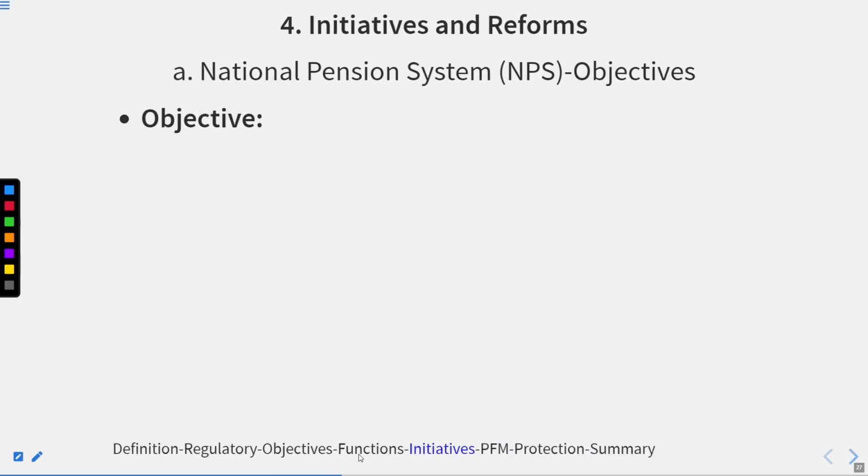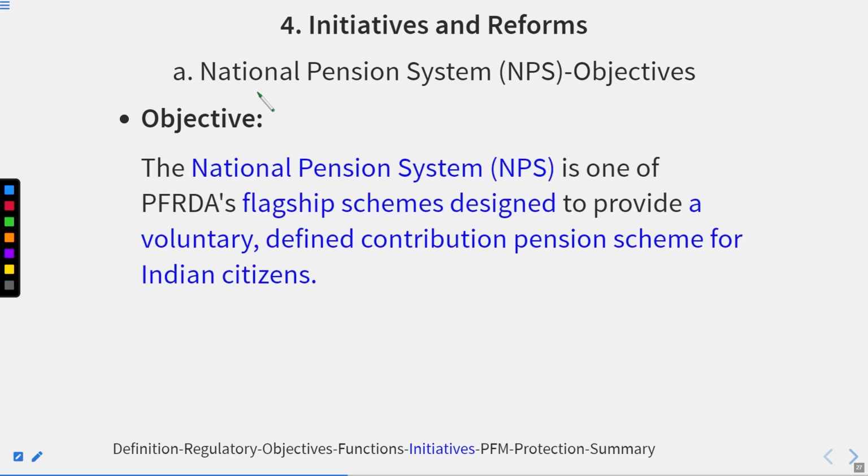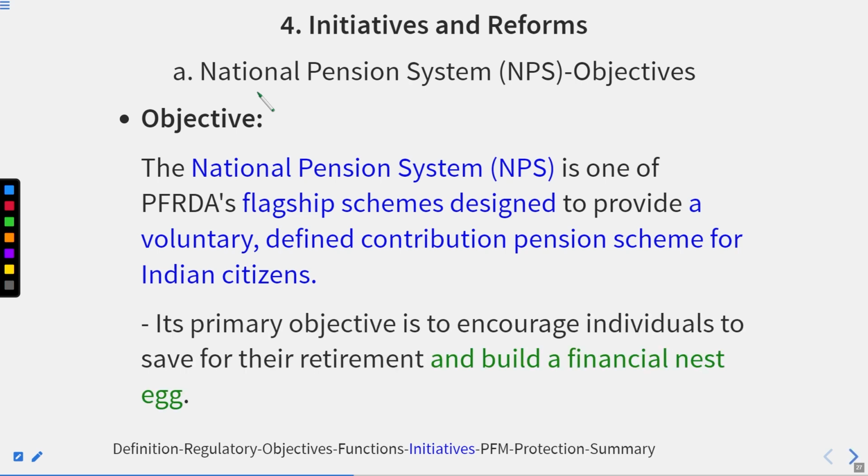Now we have finished the functions. Now it's the part for initiatives. All right, so let's begin. First is the National Pension System NPS. What are the objectives of it? The National Pension System NPS is one of the PFRDA's flagship schemes designed to provide a voluntary defined contribution pension scheme for Indian citizens. Its primary objective is to encourage individuals to save for their retirement and build a financial nest egg.